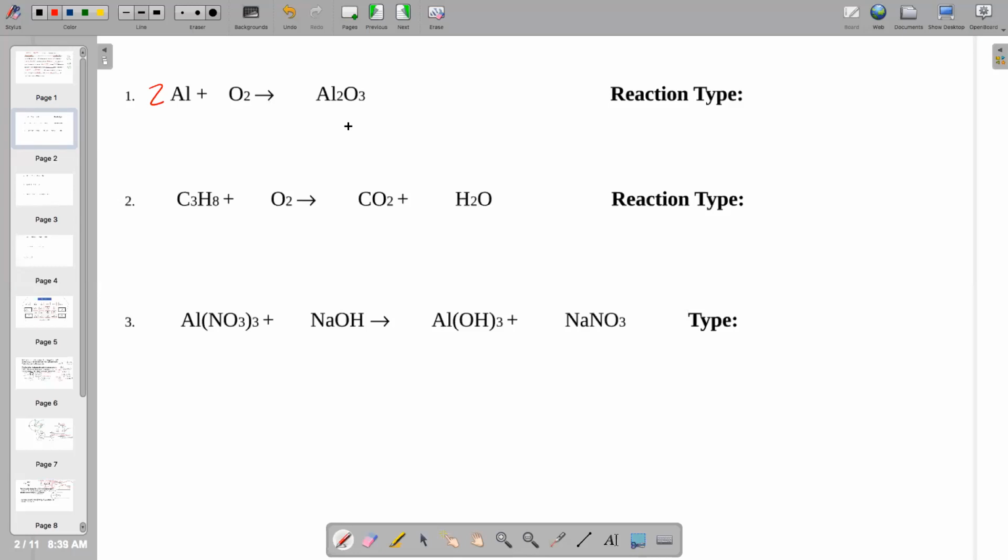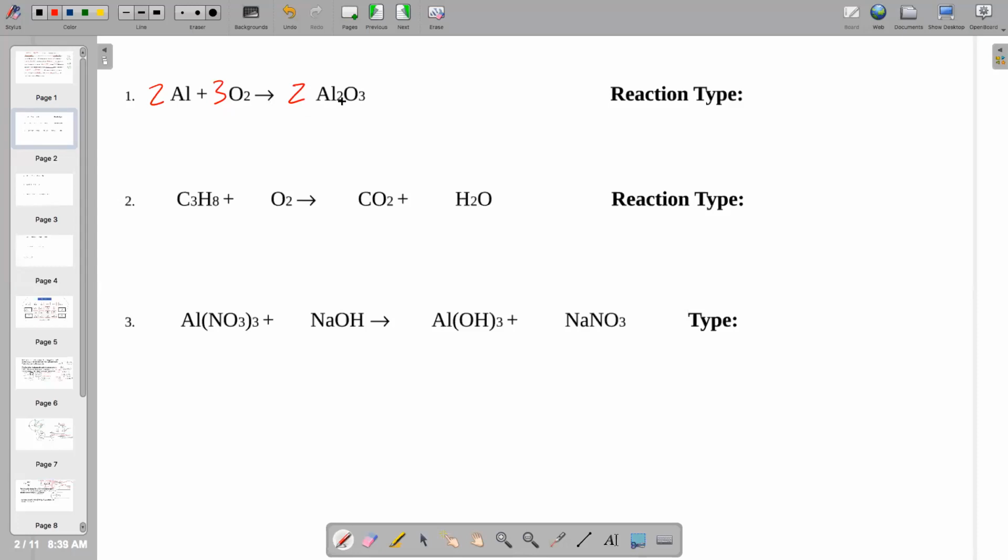Well, the number of oxygens you're going to have on both sides is going to be the least common multiple of 2 and 3, which is 6. So it's going to have to be 6 oxygens on the left and 6 on the right. So in that case, you'd have to put a 3 in front of the oxygen and then a 2 in front of the Al2O3. But what you've got to always double check is, did putting a coefficient in front of something affect the balancing of something else?